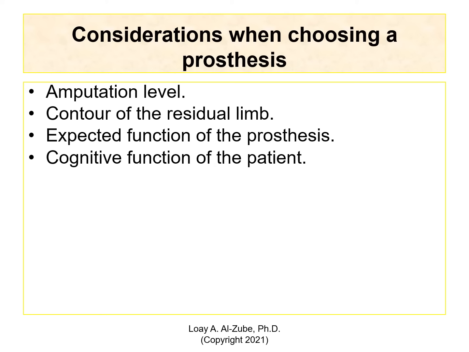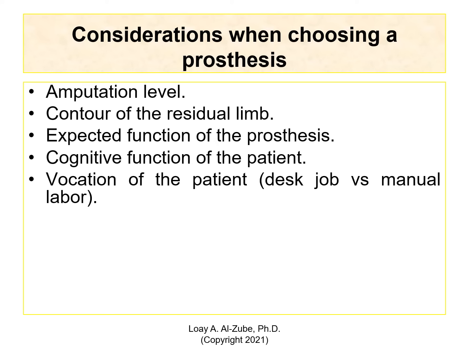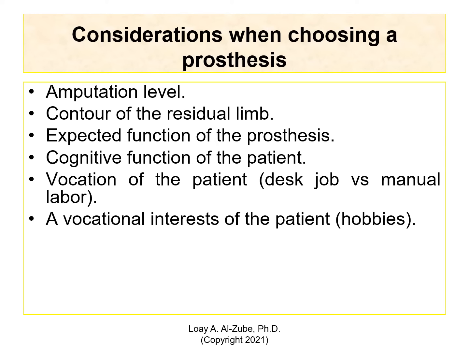We can't have a robotic arm and try to train someone that is 8 years old to use the robotic arm. That'll be a big challenge for them. So the cognitive function is the mental state, right, or the educational state of the subject. Vocation of the patient. Is he or she doing a desk job or a manual? What are their daily activities that you would like to replace, and make sure that it's happening for them.